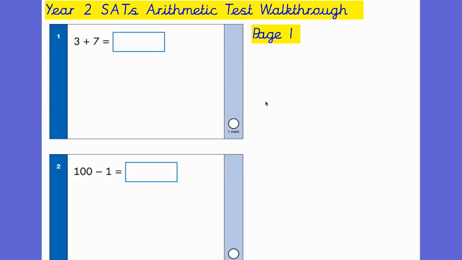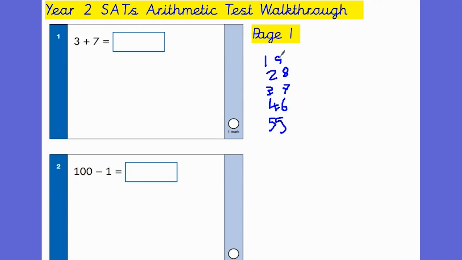So straight in then, page 1, okay, these questions are taken from the SATs paper. Again, we've got a fairly simple question. This is 3 add 7. Now, this question is here because it's testing the children's ability on their number bonds to 10. So the number bonds to 10 are 1 and 9, 2 and 8, 3 and 7, okay, 4 and 6, 5 and 5, and so on.